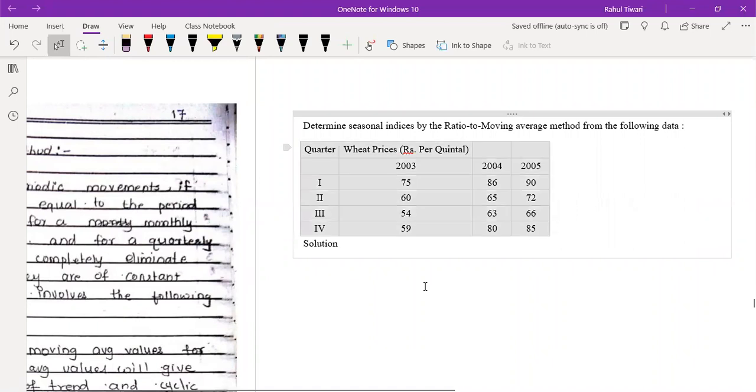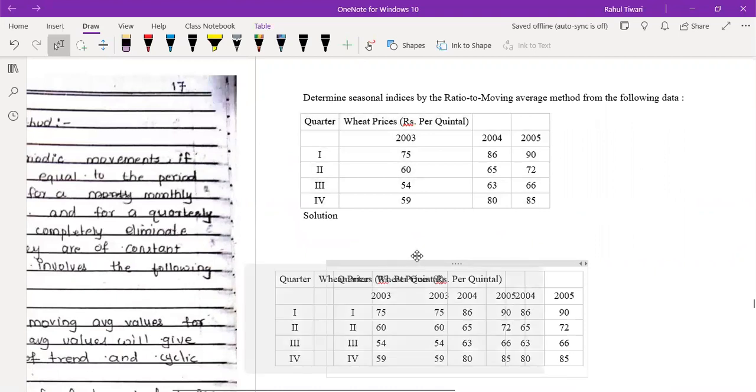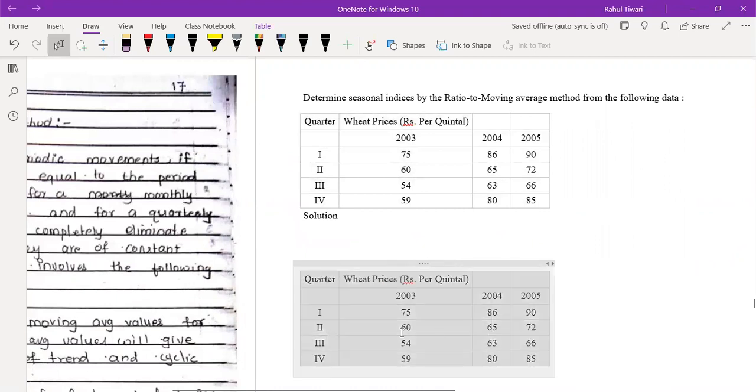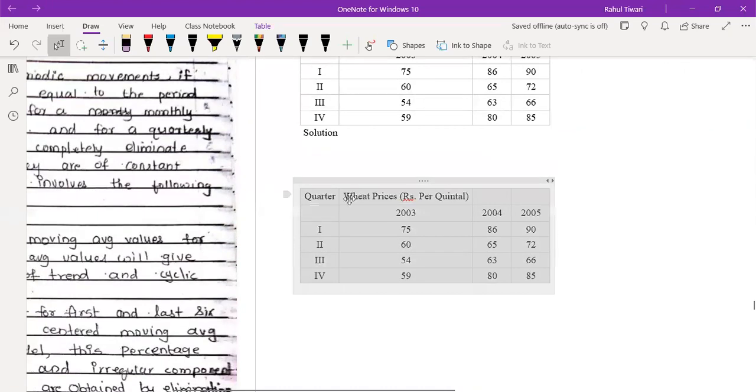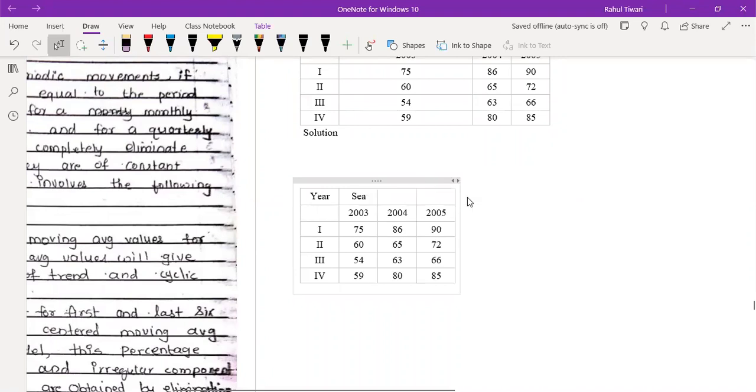So what we do, I just copy this. You can just take down this data first, and I will tell you what columns are required to be entered here. The first column is going to be year. Second column is going to be season or quarter, I will say.